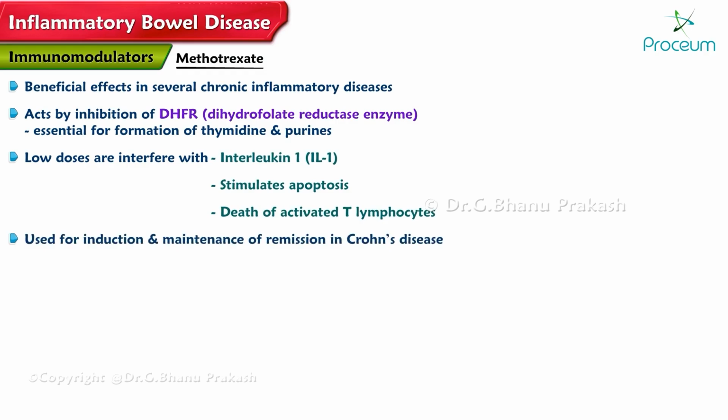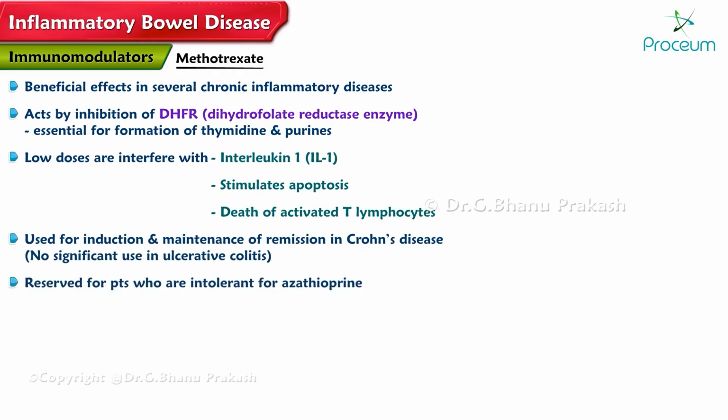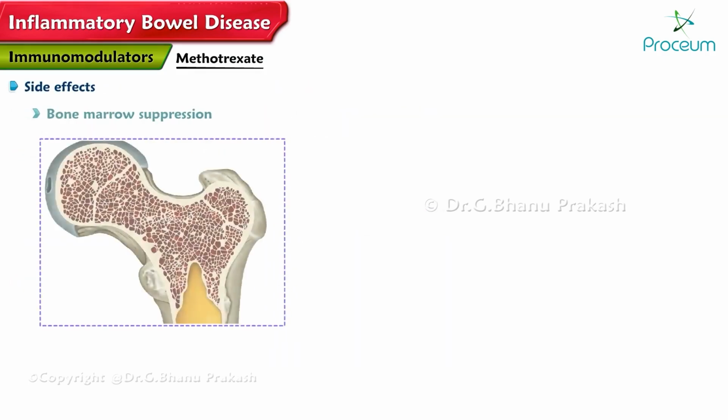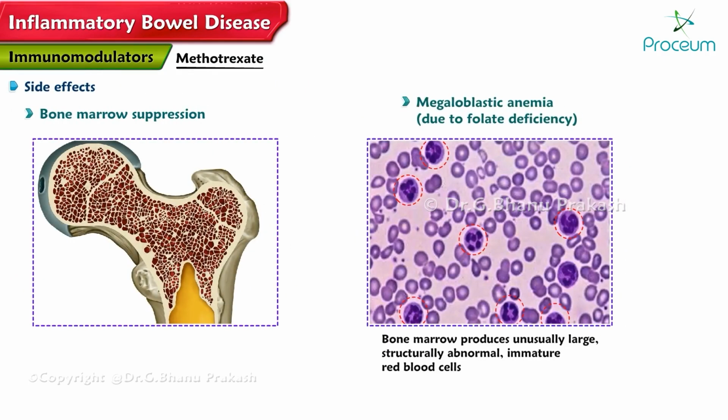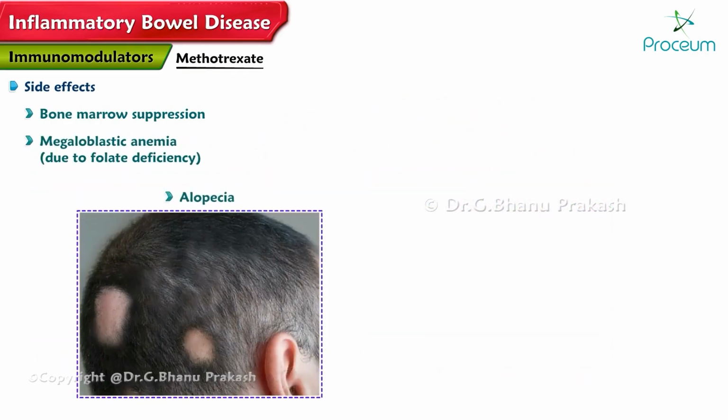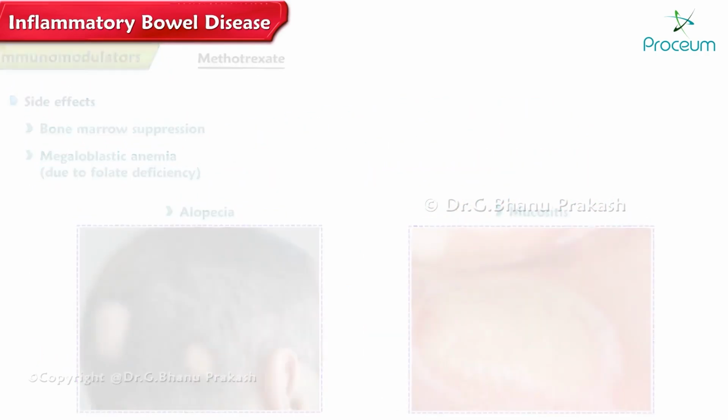It is used for induction and maintenance of remission in Crohn's disease, and has no significant use in ulcerative colitis. It is reserved for patients who are intolerant to azathioprine. Side effects include bone marrow suppression, megaloblastic anemia due to folate deficiency, alopecia, and mucositis.